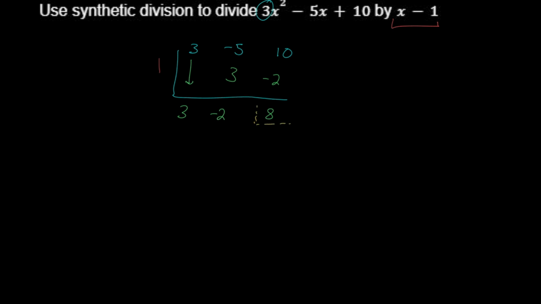And since we started off as an x to the square, or x to the second, I know that our degree will be reduced by 1, making this x to the first. So we have 3x to the first minus 2 plus our remainder of 8 divided by x minus 1. And that's it.